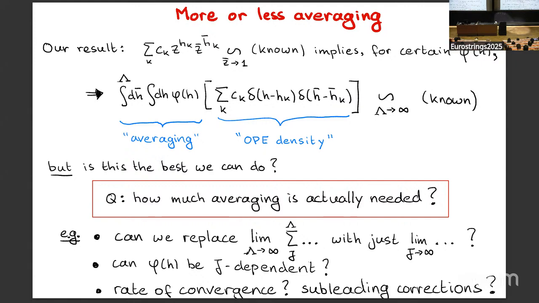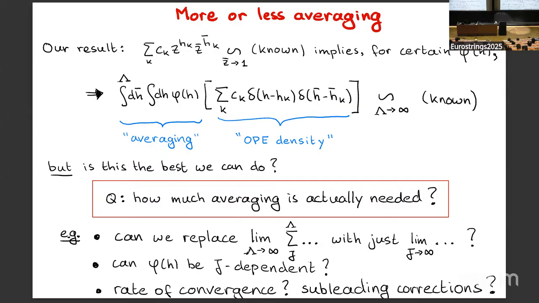And now the natural question is, if this OPE density with some averaging is known, what's the best? Is this the best thing we can do? Can we do better? How much of this averaging did we really need? This was me in 32 minutes explaining to you the theorem in full detail. Can we work a little bit harder and get a better averaging? There are three important directions here. Here we have an integral over h bar, and like I said, h bar is roughly the spin, so you should roughly think of it as a sum over all spins up to some cutoff lambda, and then we understand the lambda limit.